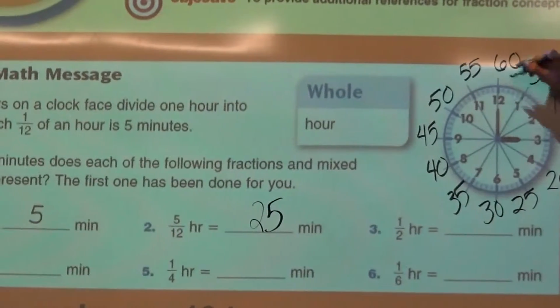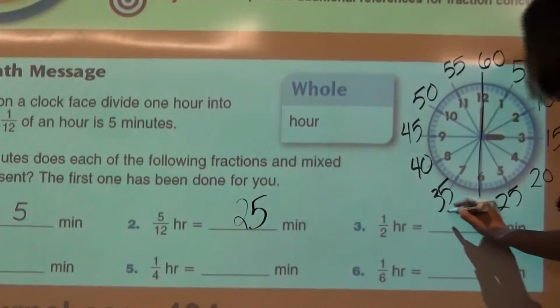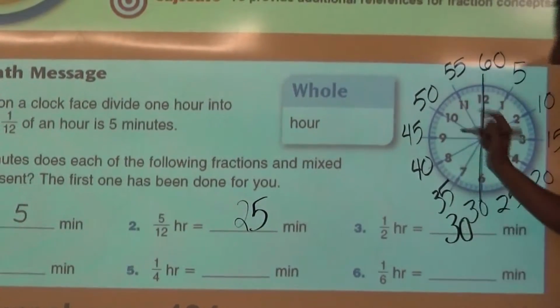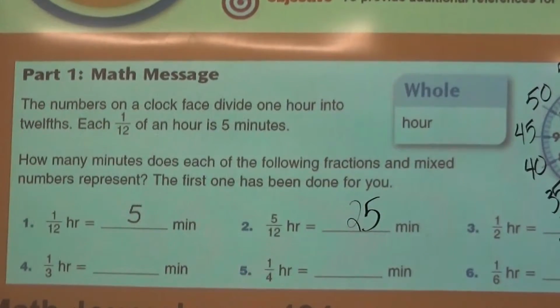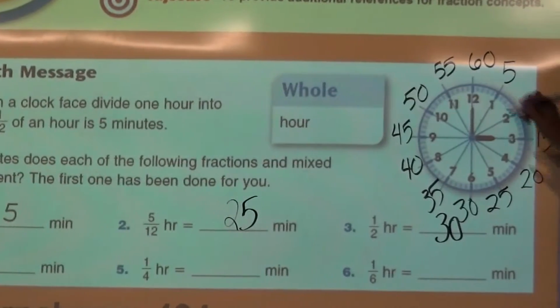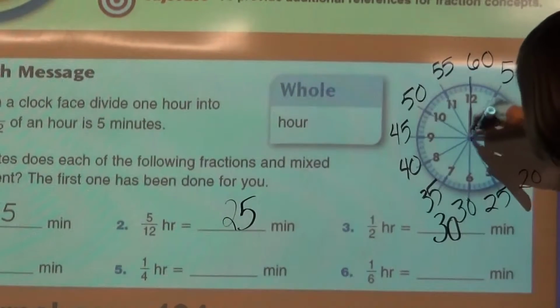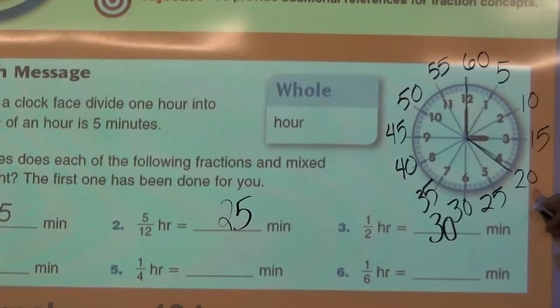Half of an hour, if I were to split my clock in half, we know half of an hour is 30 minutes. A third of an hour, if I were to split this into 3 equal pieces. Now, I know 12 divided by 3 is 4. So if I were to split this, here's my third of the clock, and a third of an hour is 20 minutes.